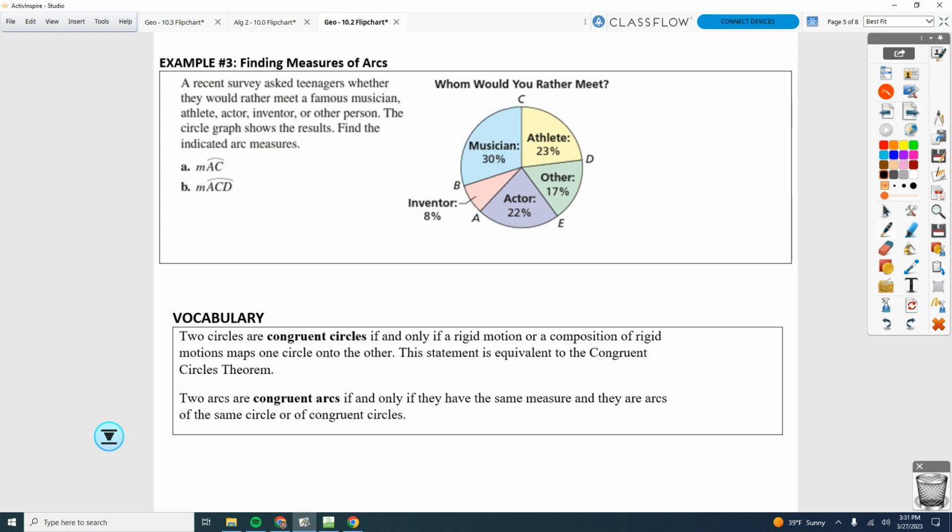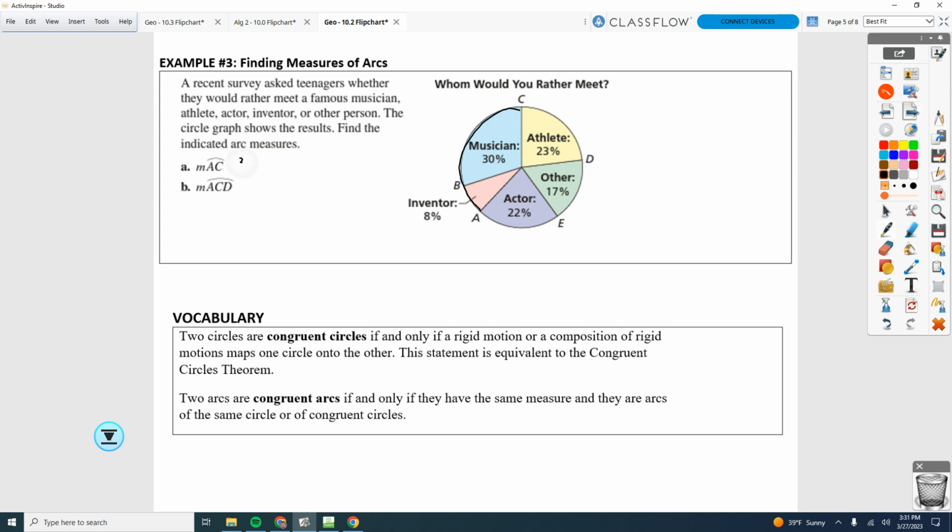Well, AC is going to be this and this added together. But we have to keep in mind that these are out of 100%, and we can't say that it's just 100 degrees because we know in a circle it's 360. So we're going to have to figure out the fraction of this, or the percent, and then multiply by 360.